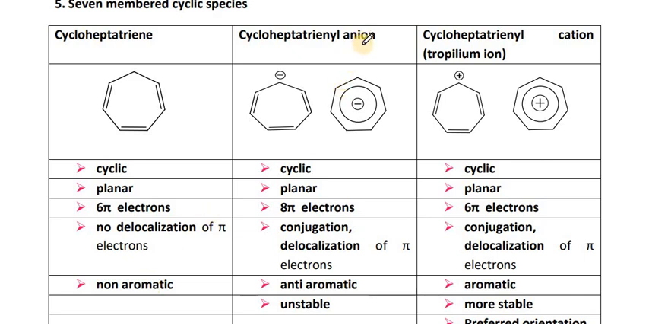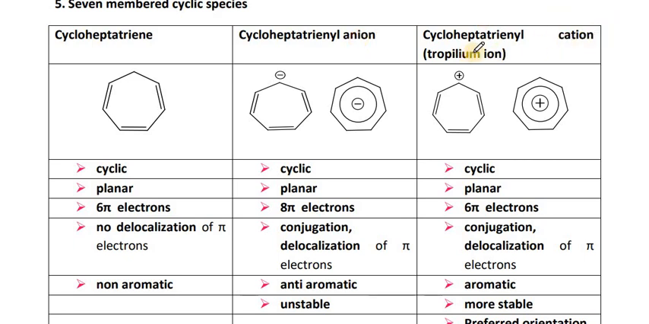Coming to its anion form, it is also cyclic, planar, and there are 8 pi electrons. And there is a delocalization of electrons. Hence, it follows the 4n pi electron rule, Huckel's rule. Therefore, it is anti-aromatic and unstable. Cycloheptatriene will never prefer to be in anion form.